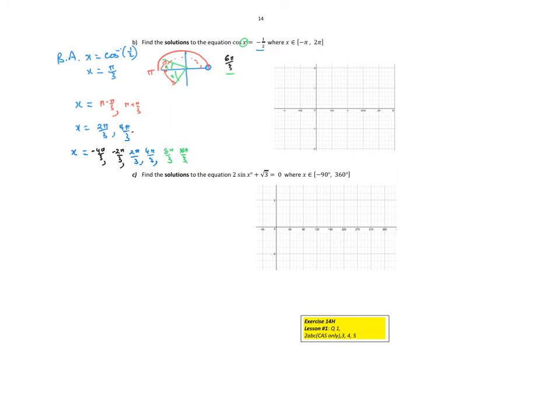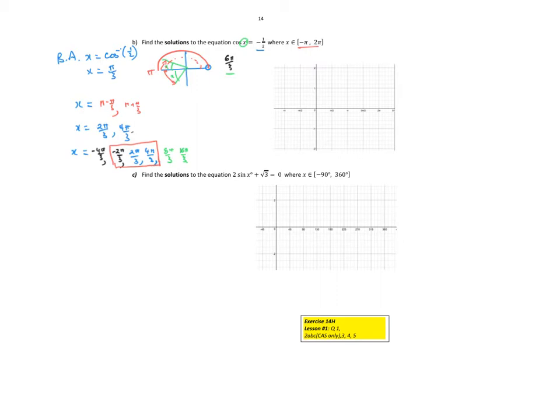And so from here, I'm going to look at my solutions and say, right, which ones fit in between -π and 2π? So these 3 here, aren't they? 8π/3 is a little bit over 2π, and -4π/3 is a little bit under -π. So the solutions that I'm after, and maybe I could write it over here, are those.